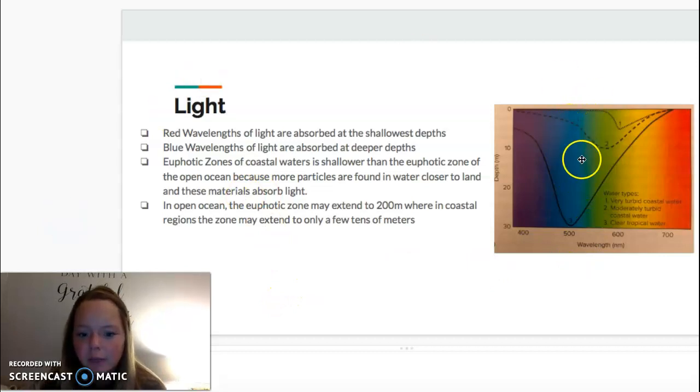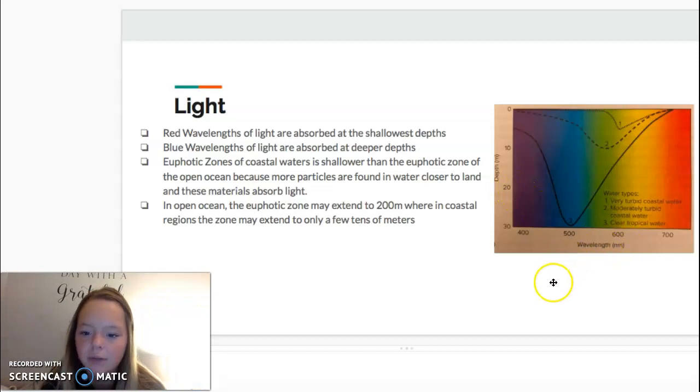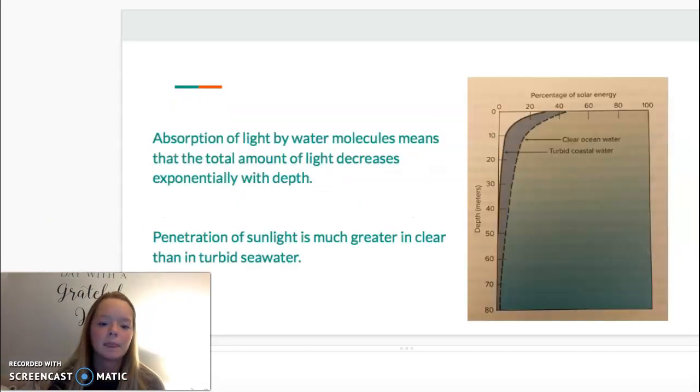So right here, that would be the 200 meters or whatever. And you can see that it goes way farther in coastal regions.